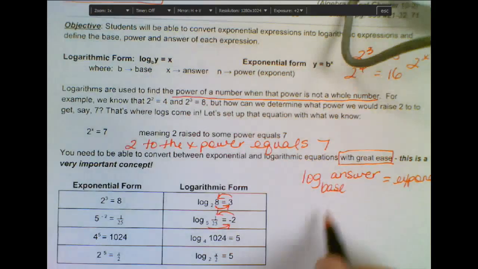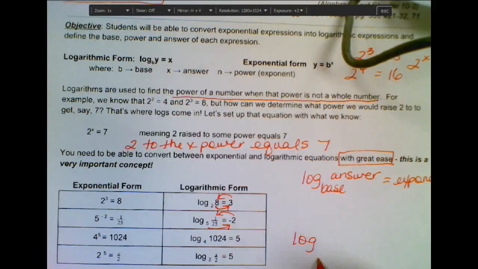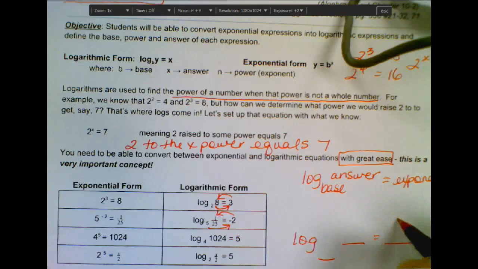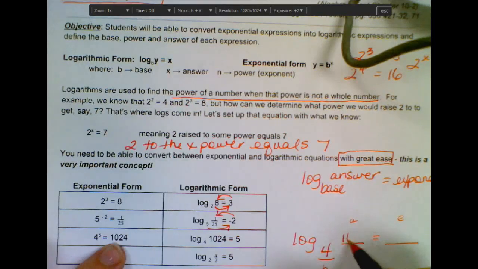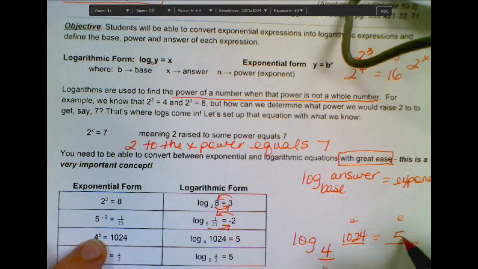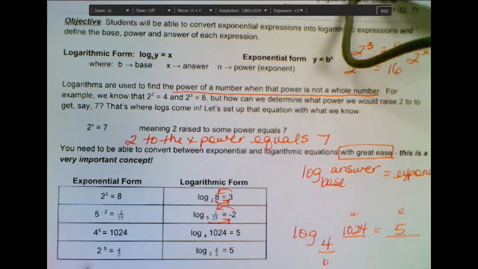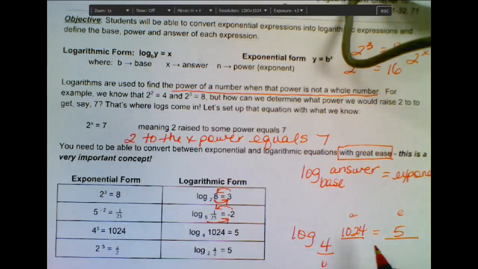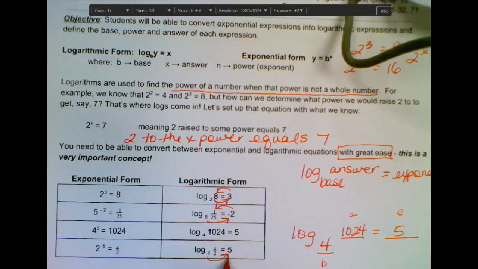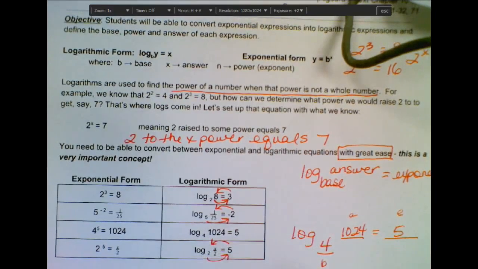If you make yourself some blanks, it helps to fill in. You always know this is going to be your exponent, this is going to be your answer, this is going to be your base. So if we're using 4 to the 5th equals 1,024, 4 is your base, the answer is 1,024, and your exponent was 5. Okay? 2 to the 5th equals x over 2. We don't even need to know what that answer is yet. It's going to be 2 to the 5th equals x over 2.